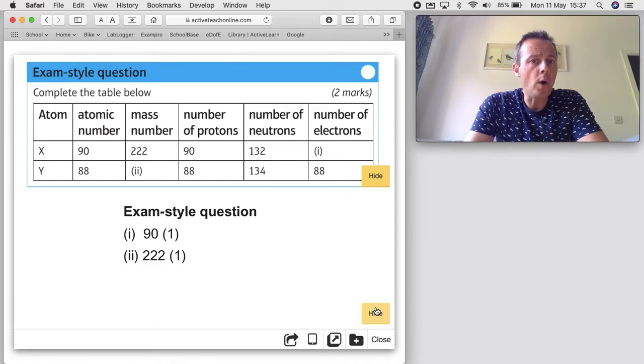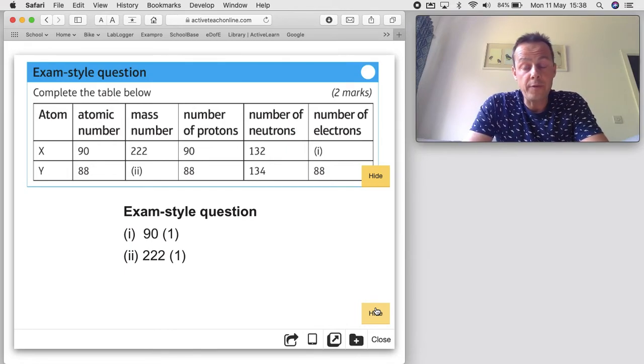Moving on to atom Y, we know the atomic number is 88, but we don't know the mass number. So this is testing our understanding that the mass number is made up of the two particles that have mass inside the atom, and that is the protons and the neutrons. So to work out the mass number, we simply need to add the number of protons and the number of neutrons together, giving us 222.